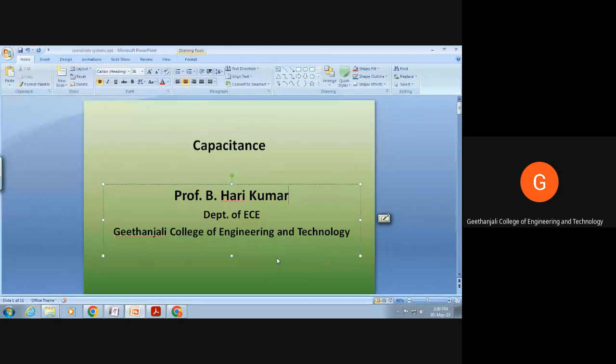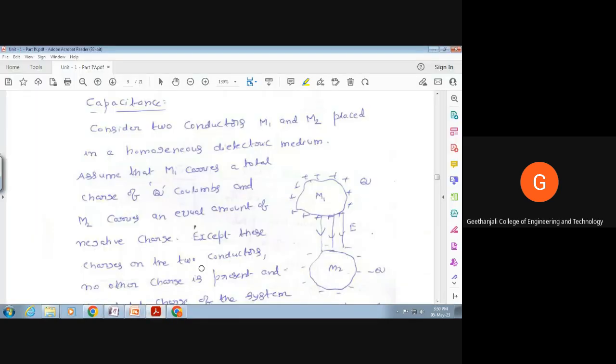Today we are going to discuss capacitance. Let us look at the definition of capacitance. Consider two conductors, namely M1 and M2. Assume that M1 carries a total positive charge of plus Q coulombs, and M2 carries an equal amount of negative charge, minus Q. Except these two charges, plus Q and minus Q, no other charges are present in the system, so that the total charge of the system is going to be zero.